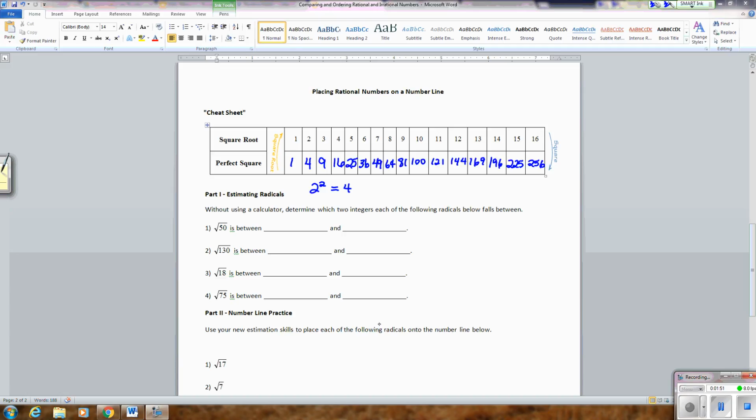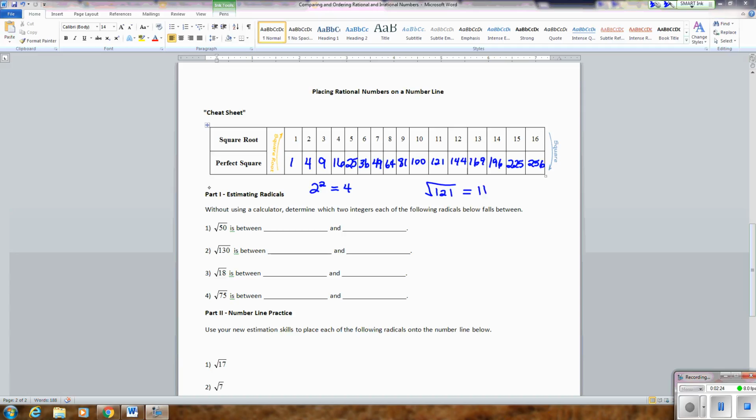Okay, now you should have your chart filled out. Please compare it to mine. So now you have a list of at least the first 16 perfect squares. So in other words, if you were to see the number 121 and you were asked to take the square root of 121, you could look up here on your chart and know that the square root of 121, or the number times itself that gives you 121, is 11. Because 11 times 11 is 121.